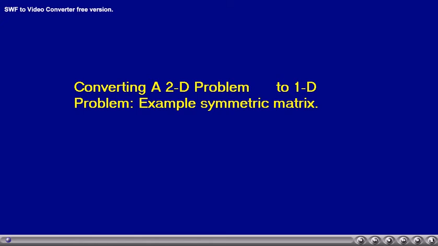This involves conversion of the 2D problem to a 1D problem, that is, storing the 2D array into a 1D array, and storing the elements of the lower triangular portion only. This is also called half vectorization.